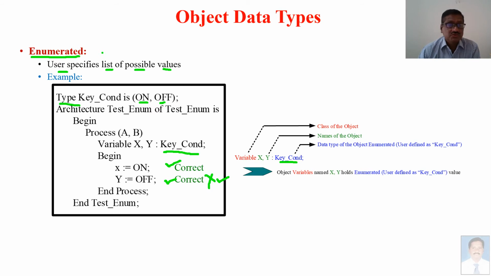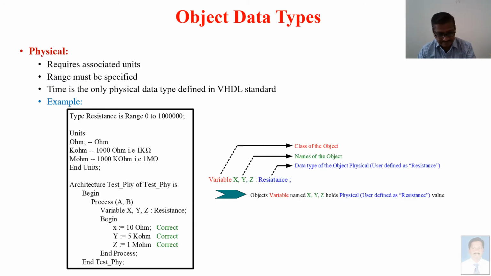Whenever the user wants to define some data types or some values, in that particular case, we can use the enumerated data type, and that data type can be used for a variety of applications. As I go into detail on VHDL programming, we will discuss this enumerated data type and how it can be used. The next data type is the physical data type.